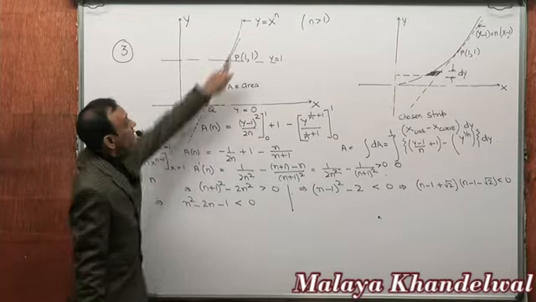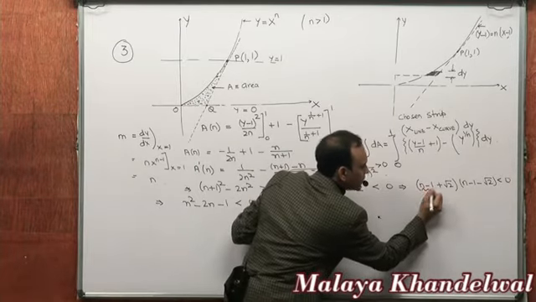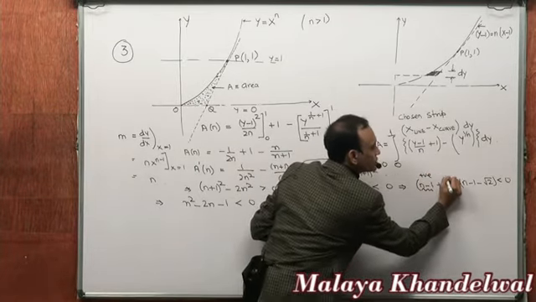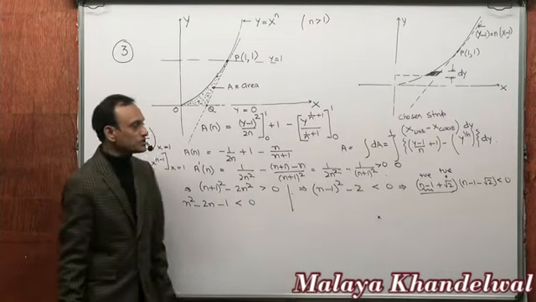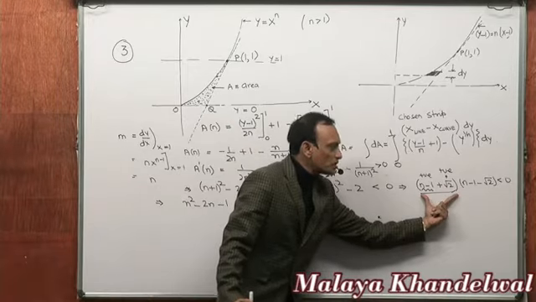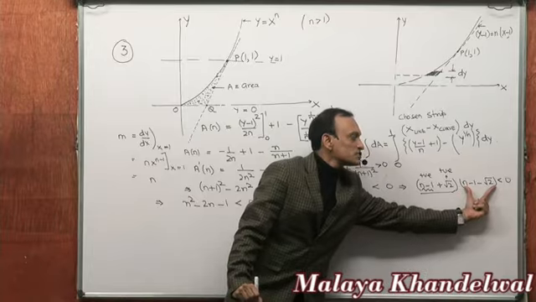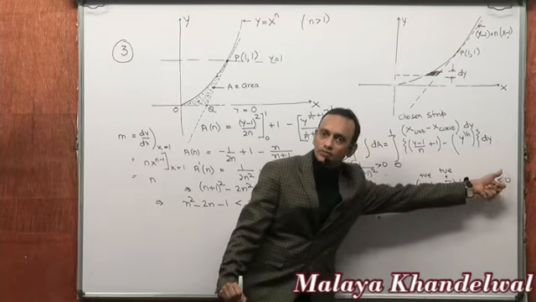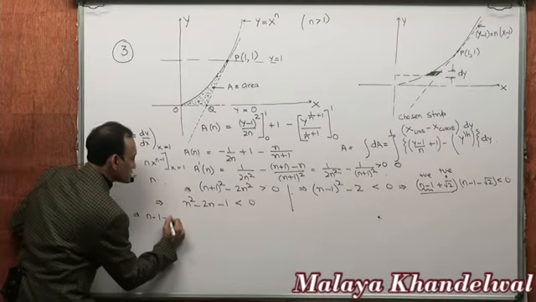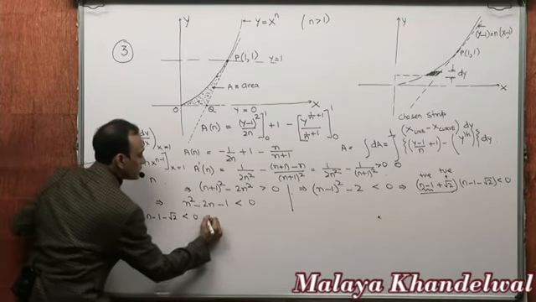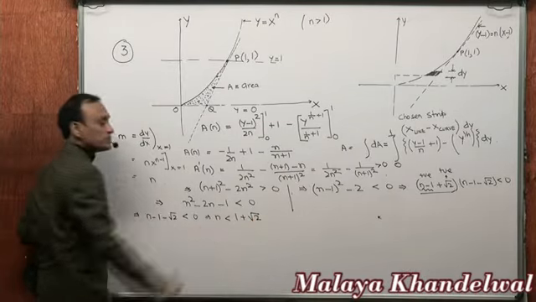Now, n is given to be greater than 1. N greater than 1 means n minus 1 is positive, root 2 is positive. That means this factor is a positive factor. So if this is positive and the product is negative, that means this must be negative. So n minus 1 minus root 2 must be negative, so n minus 1 minus root 2 less than 0. That gives me n less than 1 plus root 2, which means what?